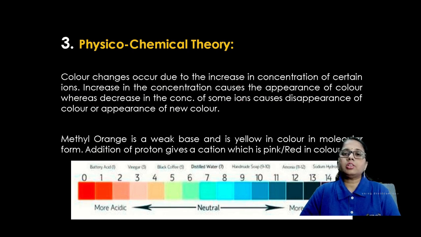We know that an increase in the concentration causes the appearance of color, whereas a decrease in the concentration of some ions causes disappearance of the color. This is the general statement we are going to see. An appearance of any new color is going to be formed.